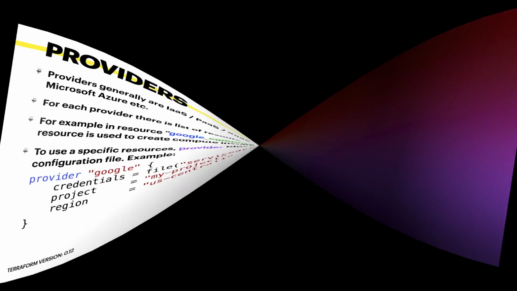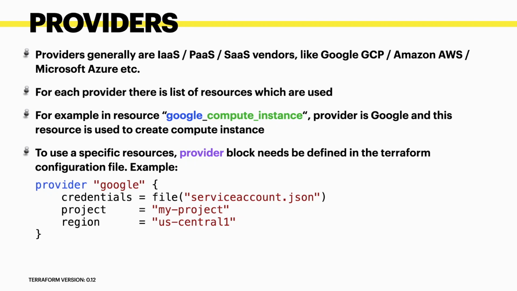Hello, let's talk about the providers. Providers generally are infrastructure as a service, platform as a service, or software as a service vendors like Google GCP, Amazon's AWS, or Microsoft Azure, etc. For each provider, there is a list of resources which we use to create various resources. And these resource names always have the provider name as a prefix.